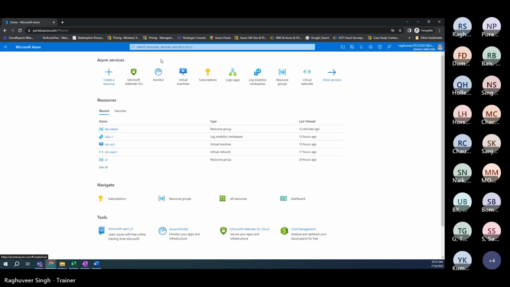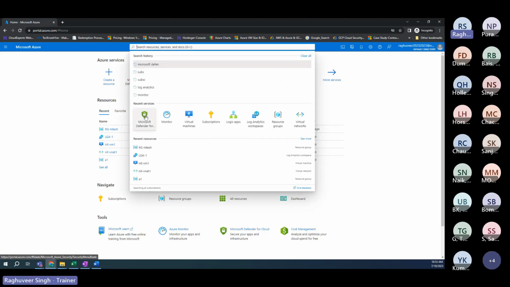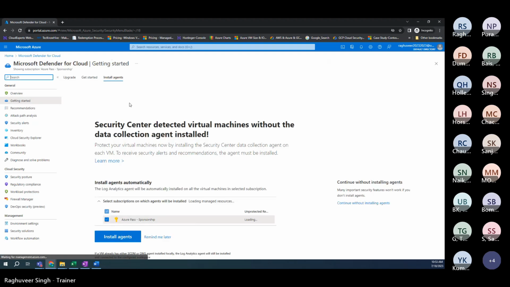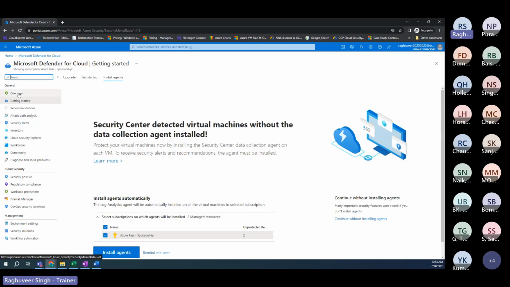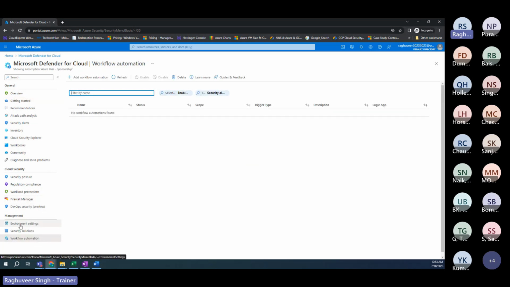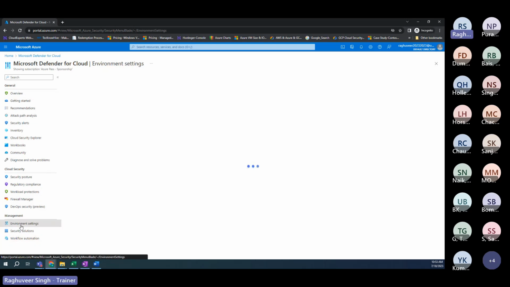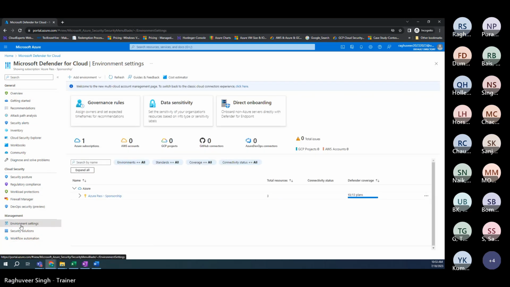So you will first need to navigate to Defender service. Once you are in Defender service, you will directly see an option to upgrade the Defender. Even if you don't see an option, that's okay. Directly go to environment settings under management. To your left, you will have all of these options. Under management, there is an option that says environment settings. Click on environment settings, and then you will see this window.